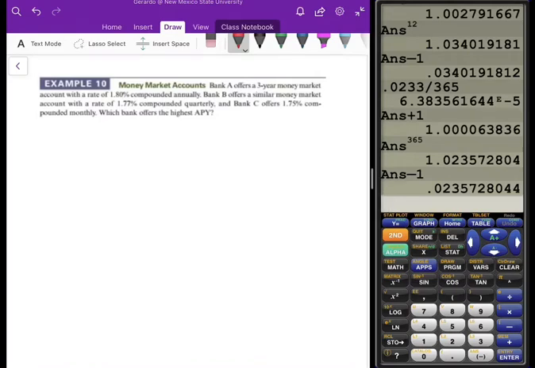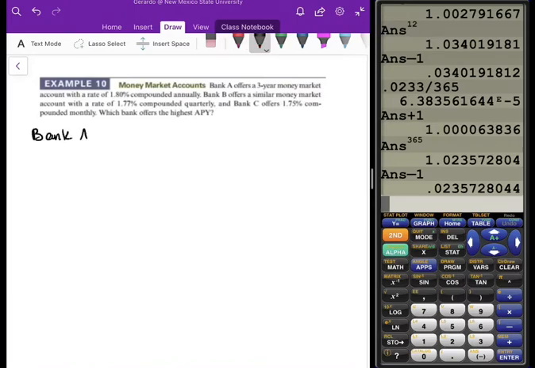It says Bank A offers a 3-year money market account with a rate of 1.80% compounded annually. Bank B offers a similar money market account with a rate of 1.77% compounded quarterly. Bank C offers 1.75% compounded monthly. Which bank offers the highest APY? Or in short, which one is the best one to use to handle our money?